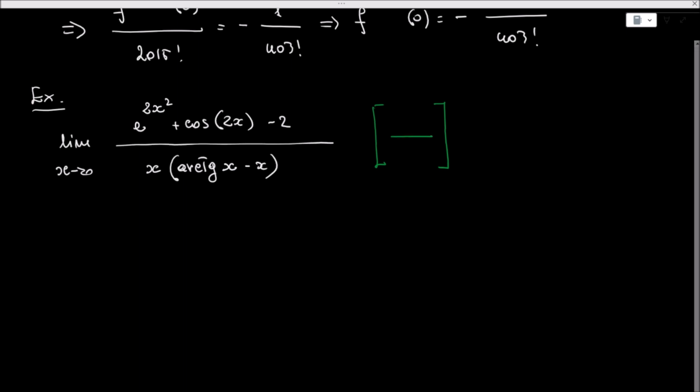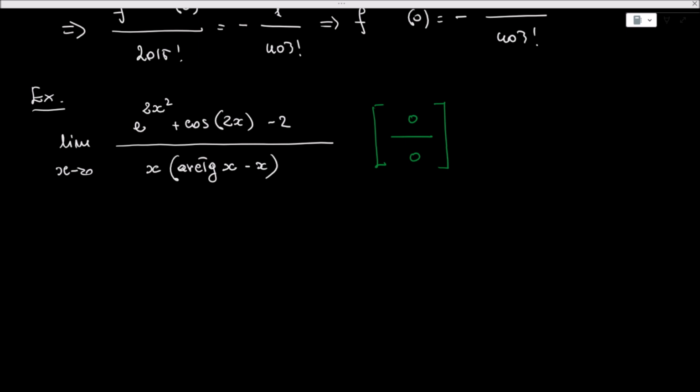Well, at the numerator, if we just replace x equals 0, we have 1 plus 1 minus 2, so we get a 0. And also at the denominator we get a 0. So yes, this is an indeterminate form. So we might want to replace the functions with their Taylor polynomials. Okay, the point is, what is the right order of the expansion?